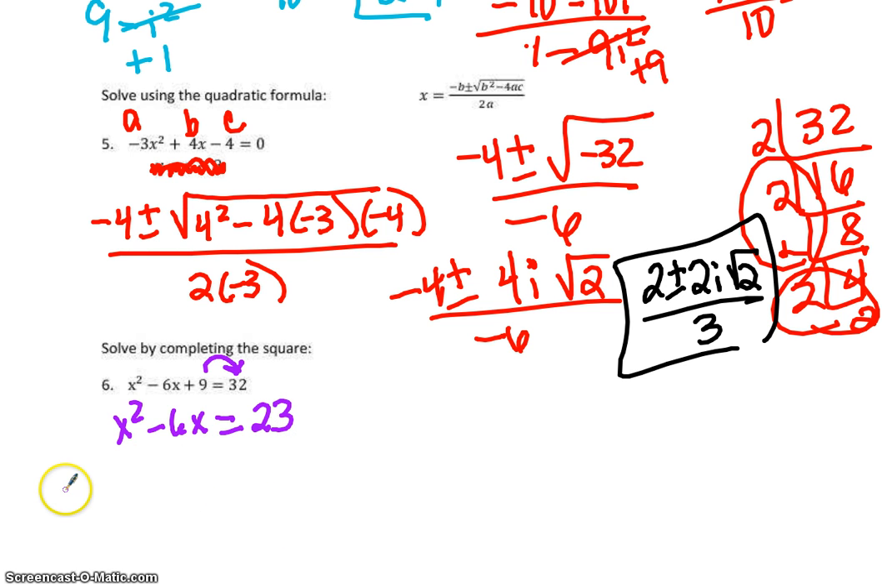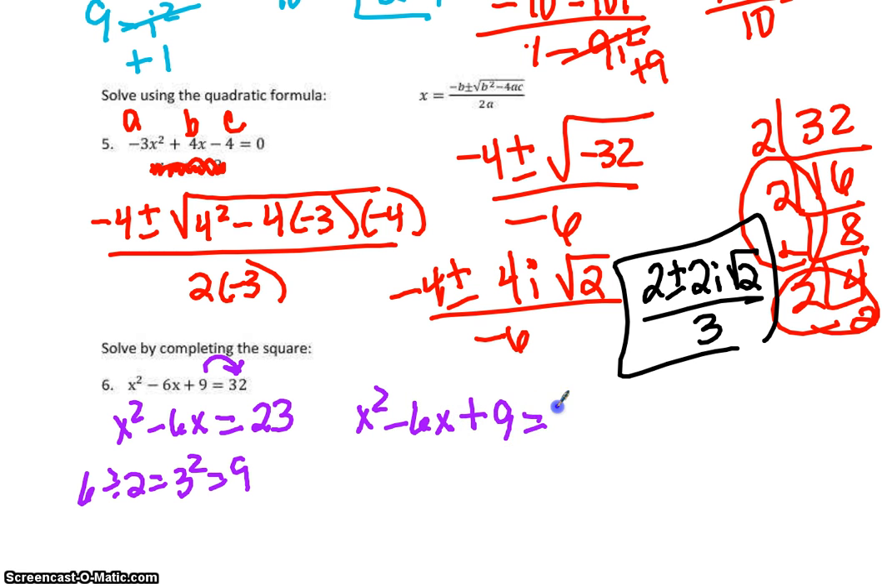So you take your b, so negative 6, actually you don't worry about the sign. You're going to take your b, which is 6. You always divide by 2. It's equal to 3. You square that, it is 9. You're going to add 9 to both sides. So you have x squared minus 6x plus 9 is equal to 23 plus 9.